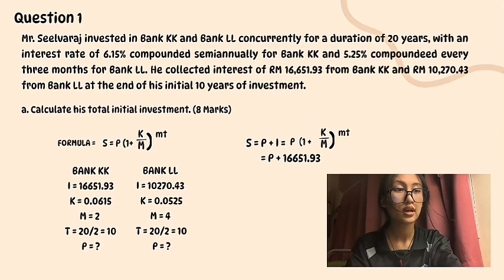For both banks, we are given the interest earned, the interest rate, the number of compounding periods, and the time duration. We are tasked with finding the original principal amount in each bank.